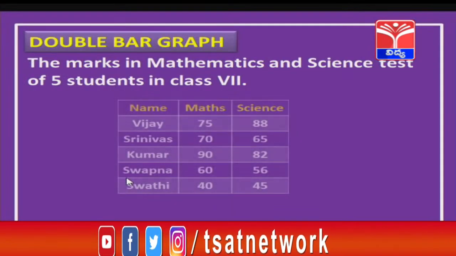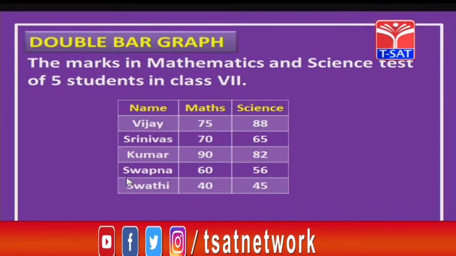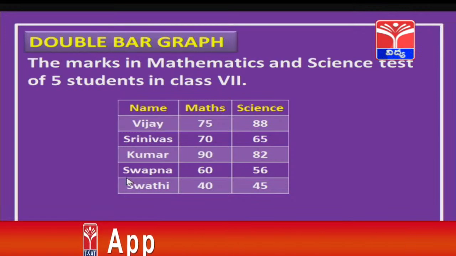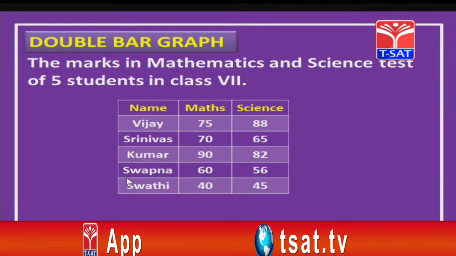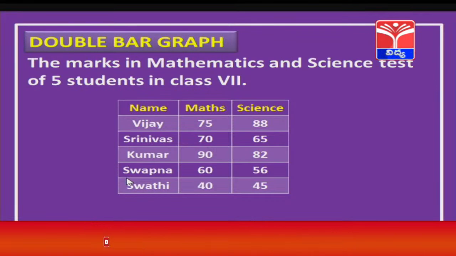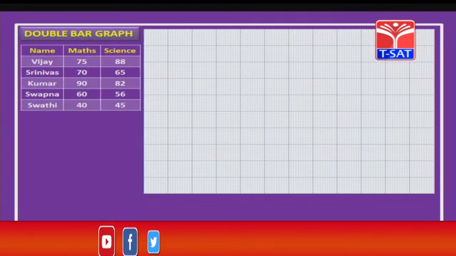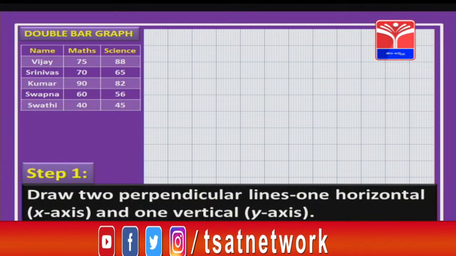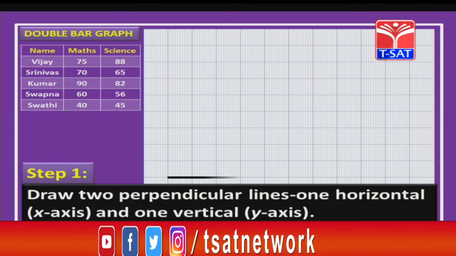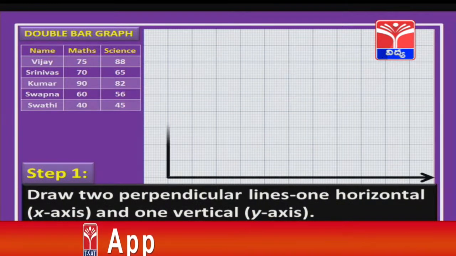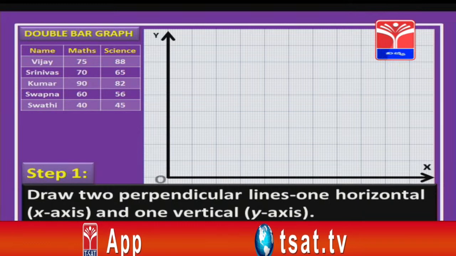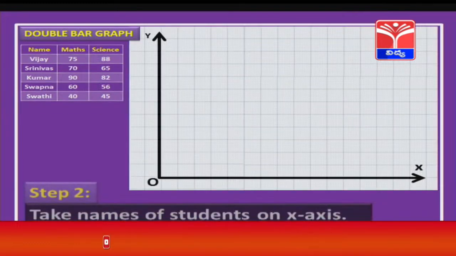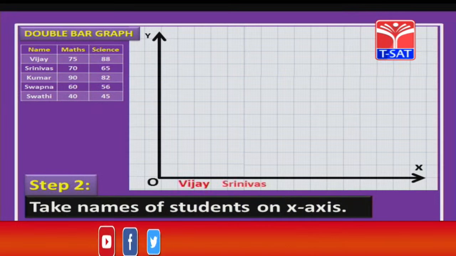Let us see. The marks in mathematics and science test of 5 students of class 7 are given. You can notice on the table the marks scored by 5 students is given to us. Now, we are going to draw a bar graph for this data. So, let us start. As usual, the first step is to draw a horizontal line and a vertical line and mark them as x and y axis respectively.